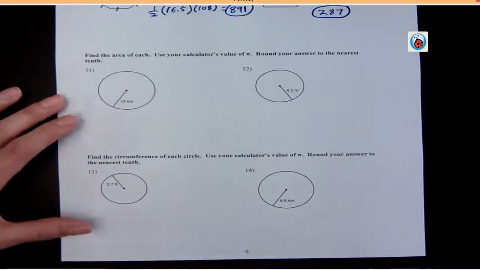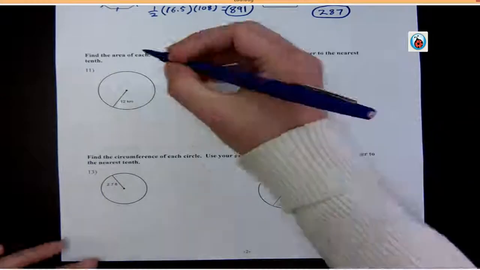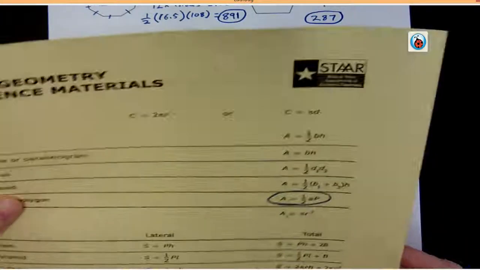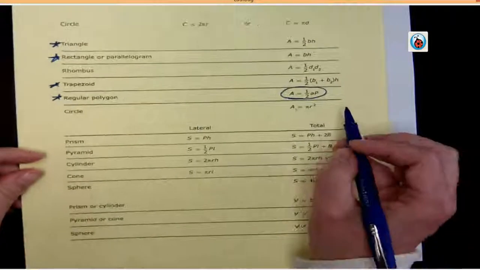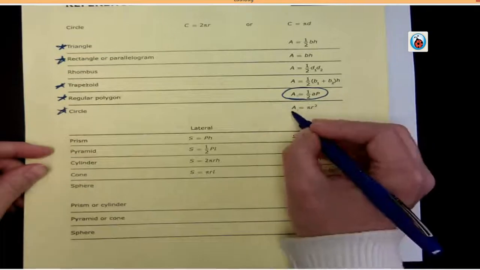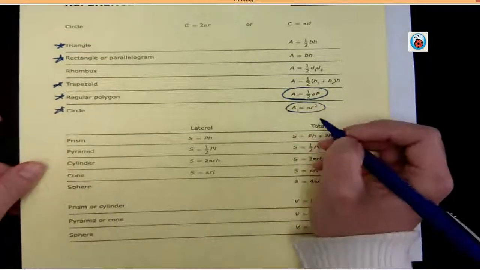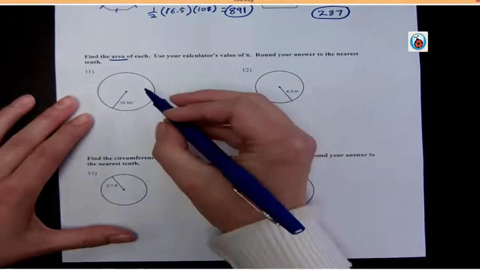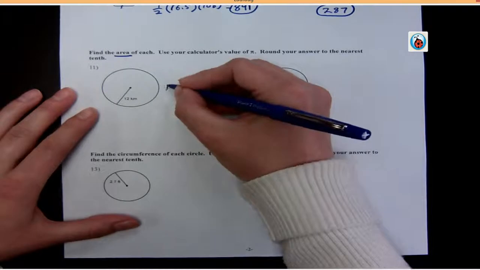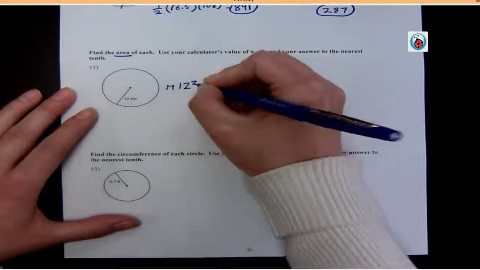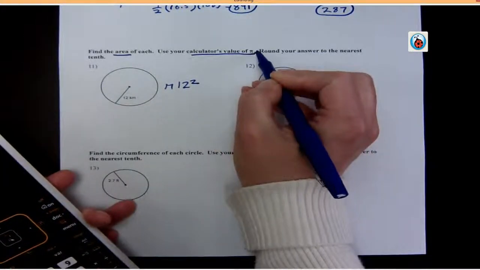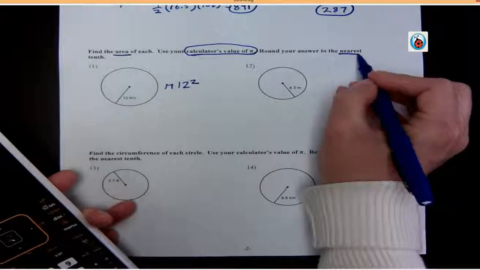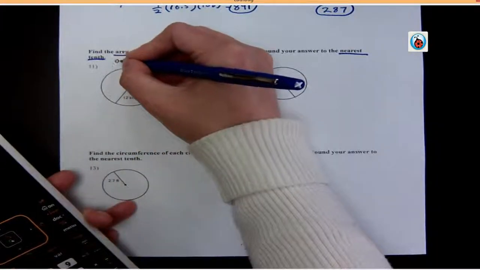All right, then next up we have area of circles. This is something you've probably done before. Area of a circle is just pi radius squared. And so we look here, they gave us the radius, and so I just plug in pi times 12 squared. It tells me to use my calculator's value of pi and round to the nearest tenth. So remember, tenth is 1 decimal.